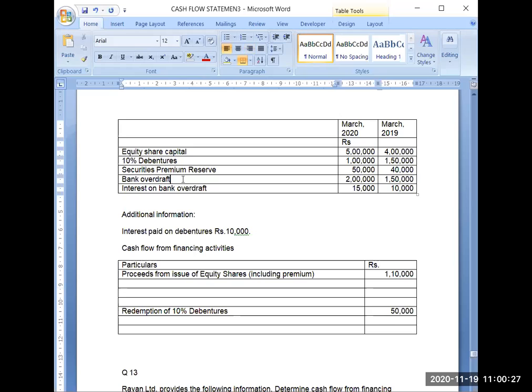Now bank overdraft. Bank overdraft last year balance was 1,50,000. Now it is 2 lakh. That means you have taken 50,000 more from the bank. So increase in bank overdraft is 50,000.